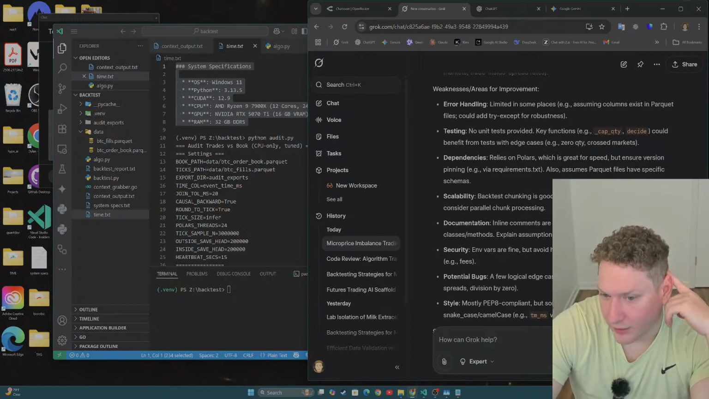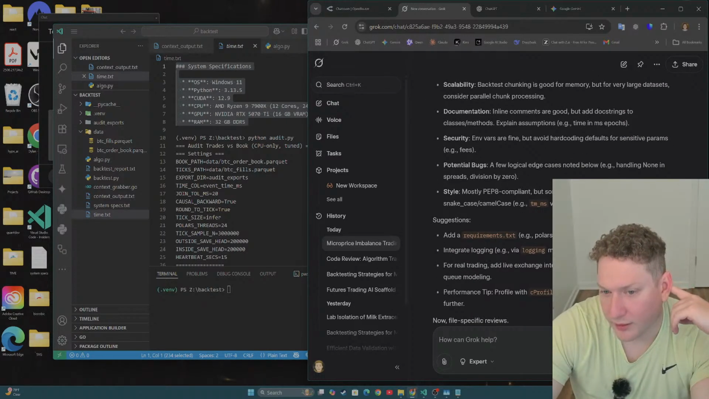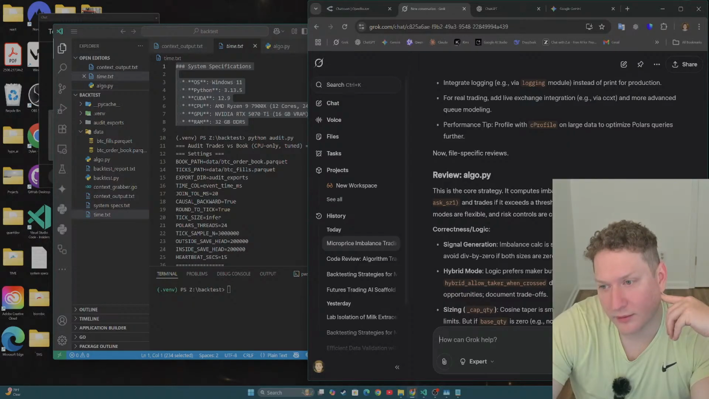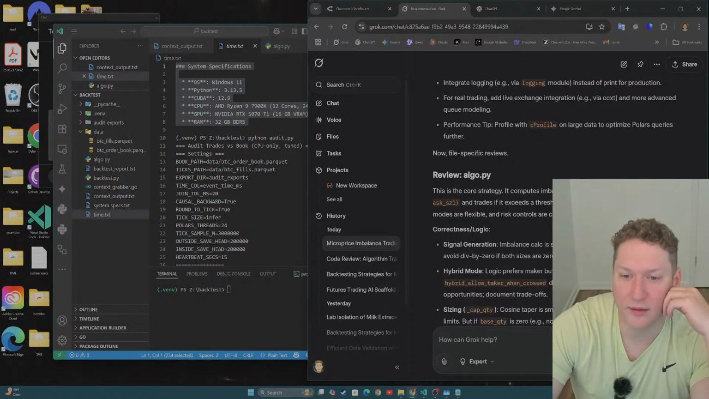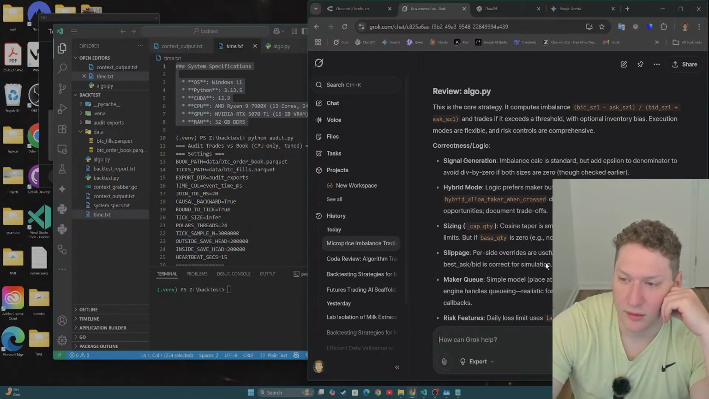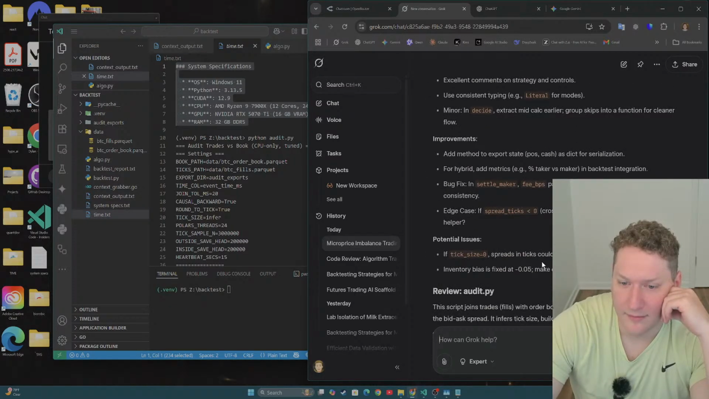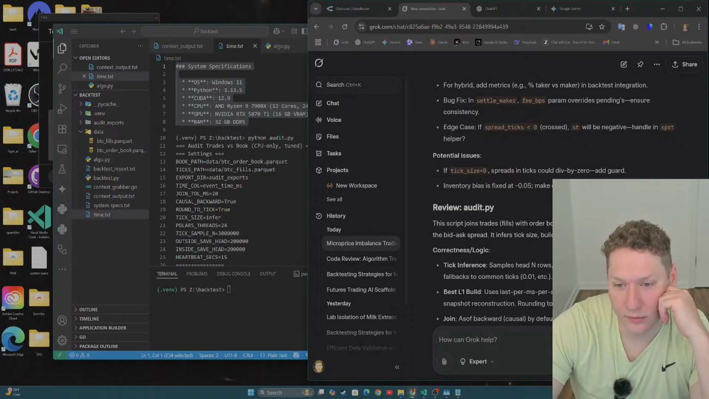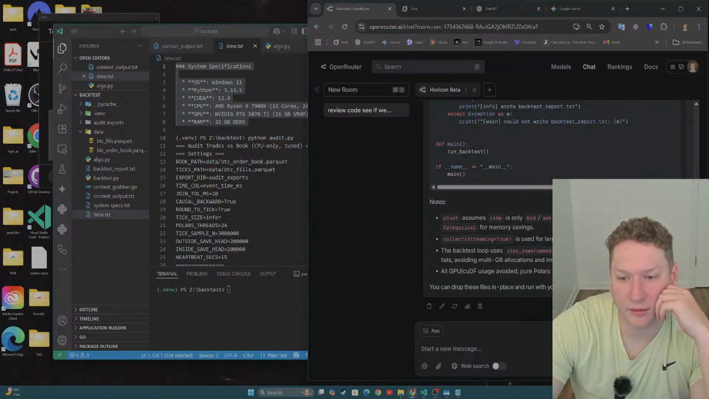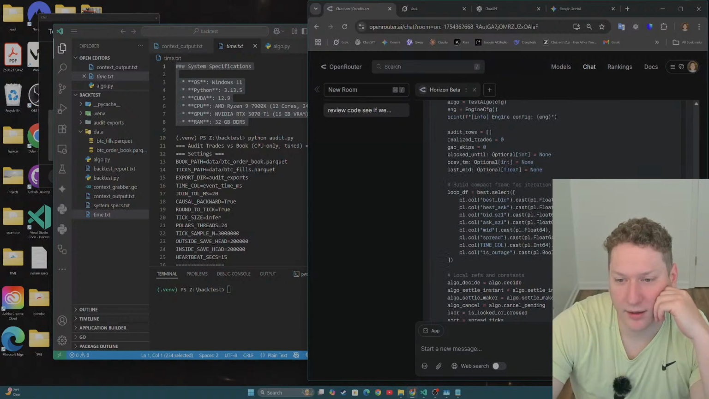Okay, so these are fine. Okay, so we are computing an imbalance trades if it exceeds the threshold of the optimal inventory bias. So let's dive in deep into the algo here. All right, we're gonna avoid that. We're gonna run the backtest again.